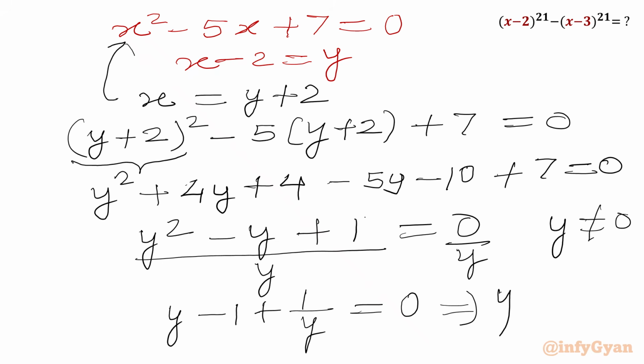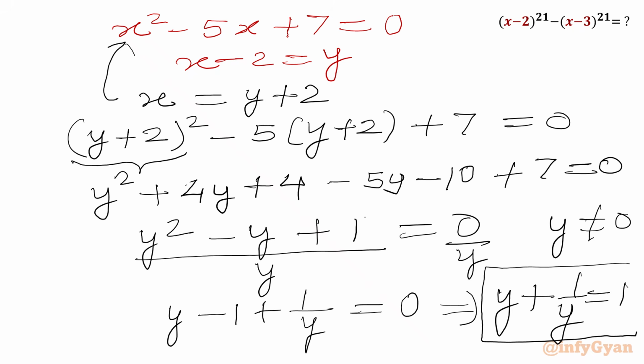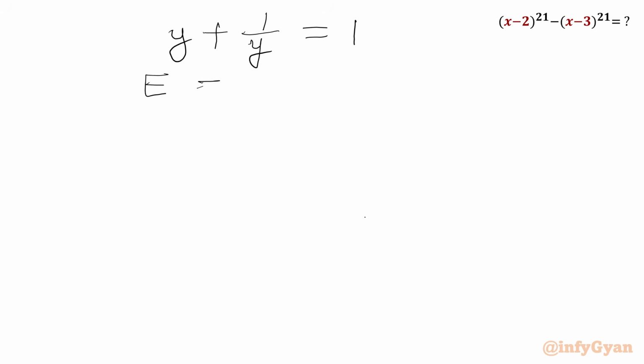So from here we are getting y plus 1 over y value, which is equal to 1. So our target expression is y power 21 plus 1 over y power 21, and the known equation is y plus 1 over y equal to 1. Let's solve. Here y plus 1 over y is 1, and our required expression is equal to y power 21 plus 1 over y power 21.